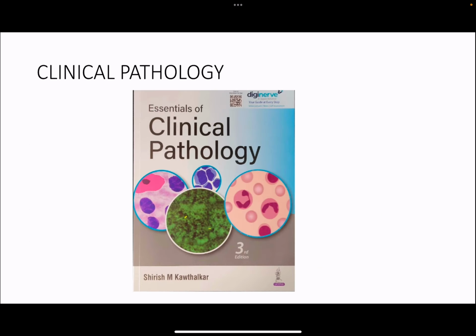And in the lab posting as well, Essentials of Clinical Pathology is a must book for every pathology resident. It covers the pathology as well as the biochemistry part, and this portion comes under paper 3. So every pathologist should have Essentials of Clinical Pathology by Kaultalkar.